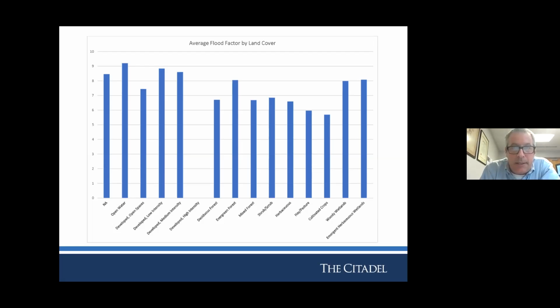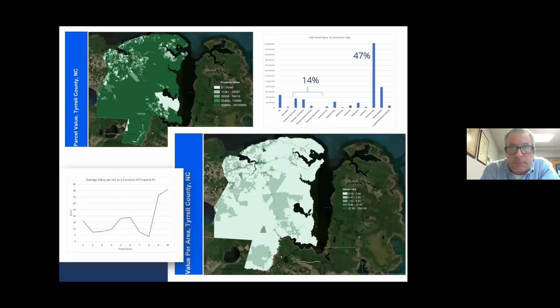And then the concerning news, which is actually not surprising, is a lot of the developed spaces have the higher risk, have the higher flood factor, and that's because a lot of these areas are along the coast.